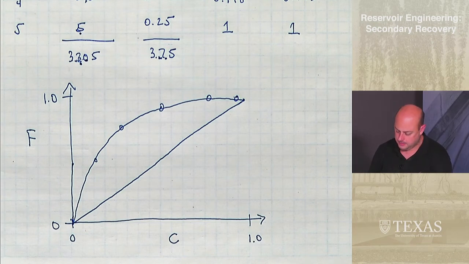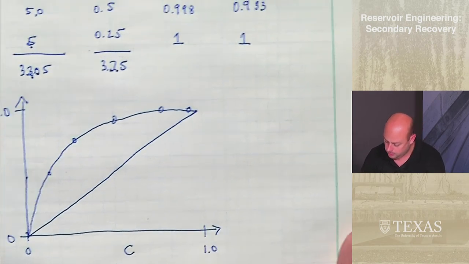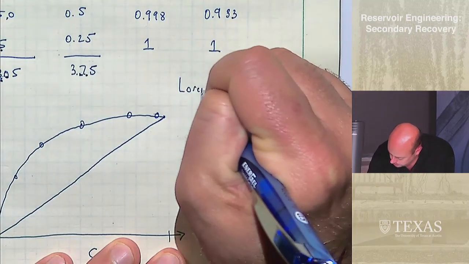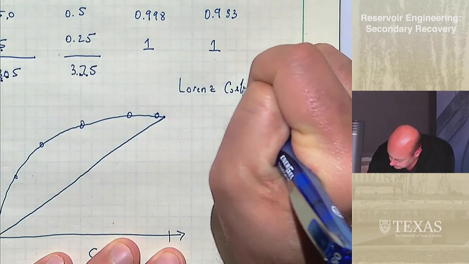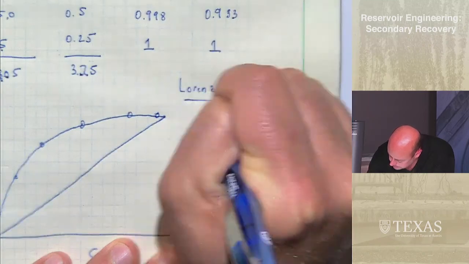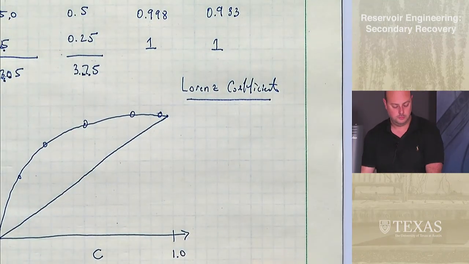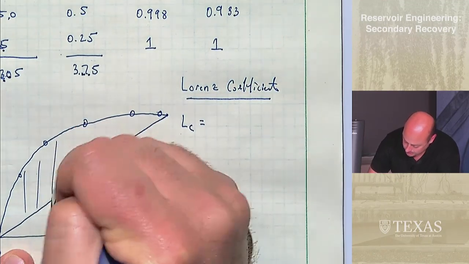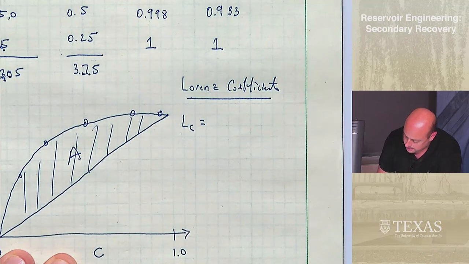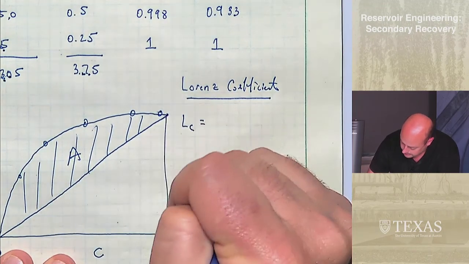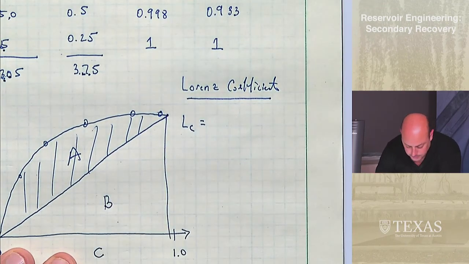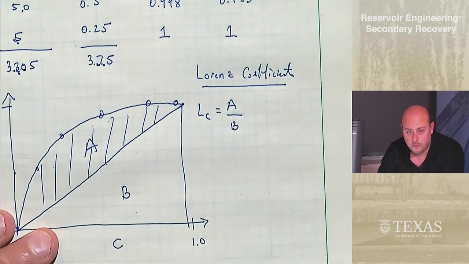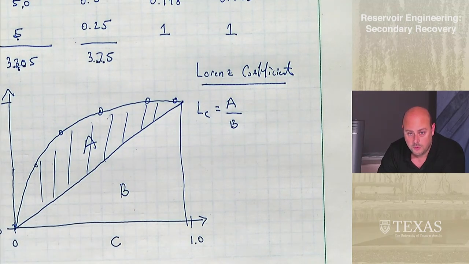We're going to define the Lorenz coefficient as LC is equal to this area, I'm going to call that A, divided by this area, which is B. LC is equal to A over B. You can calculate that area however you want.